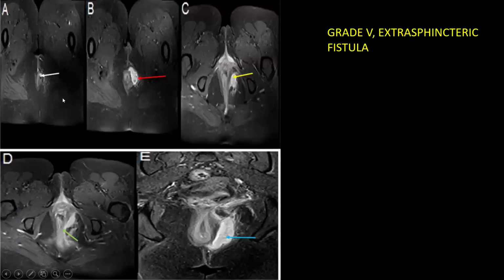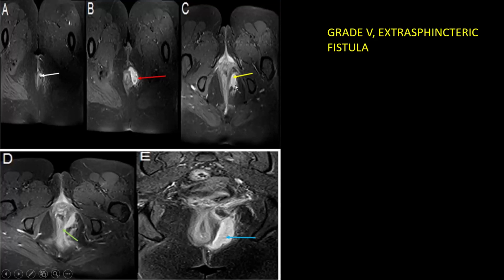Another case, extrasphincteric fistula. The fistula arises, becomes almost like an abscess, running, and then where does it end? It ends in the levator ani, right? This is the levator ani muscles of both sides. You can see the fibers involved by this abscess. So once the fibers of levator ani are involved by the abscess, it becomes a grade 5.